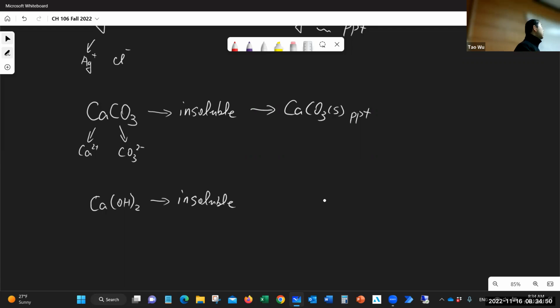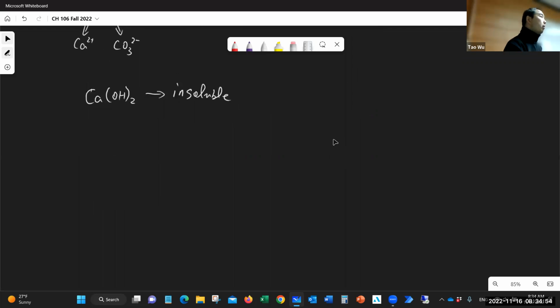Does that make sense? All right, so let's talk about some of the other compounds. Please figure out whether the following compounds are soluble or insoluble.